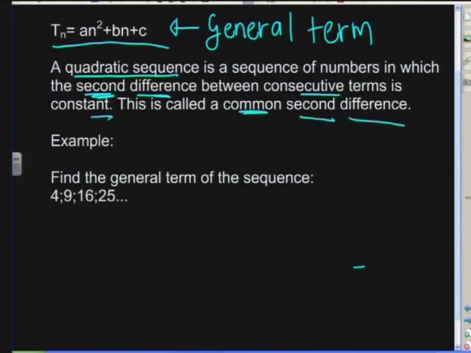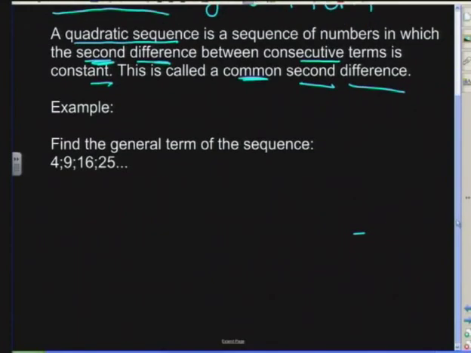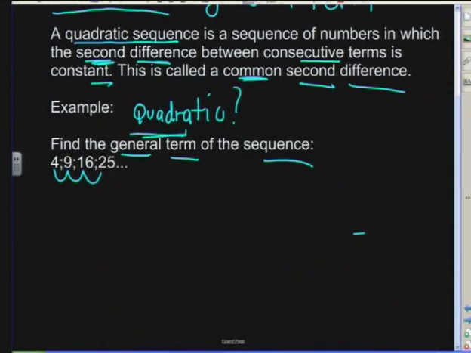All right, so let's just remind you about that second difference. We did this in detail last week, but let's have a look at our first example. If I look, I'm going from 4 to 9, 16, and then 25. The question says find the general term of the sequence. Remember, if you're given a question like this, you don't know if it's quadratic. This is actually an easy example, so you actually could tell just by looking at it. But generally, you can't tell if it's quadratic. The first thing you need to do is to look for your common second difference. So let's have a look.